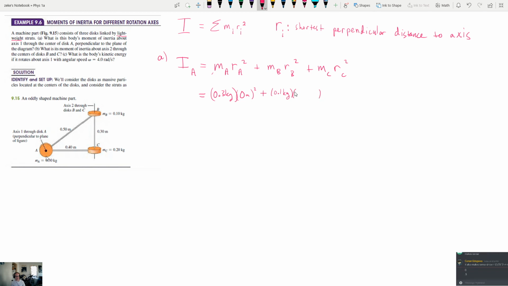Yep, 0.5 is the right answer. So this is going to be times 0.5 meters, and we're going to square it, because if the axis is coming out of the screen, then this 0.5 meters is also perpendicular to that axis, right? Okay. Plus M sub C is 0.2 kilograms, multiplied by R sub C, which is going to be the distance from this to the axis, which is 0.4. And then that's squared.